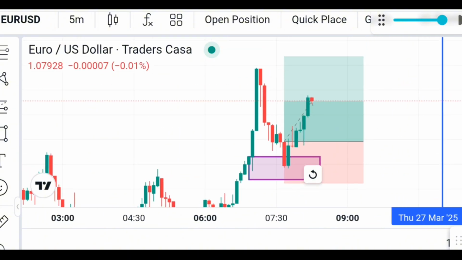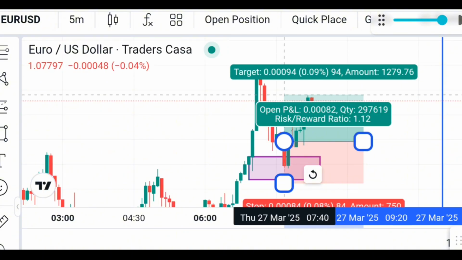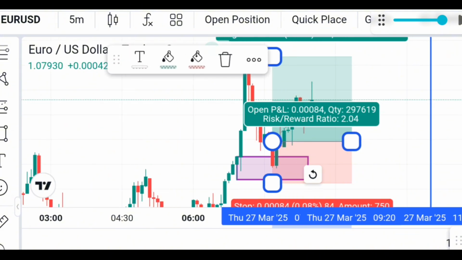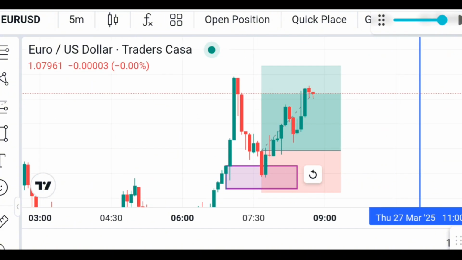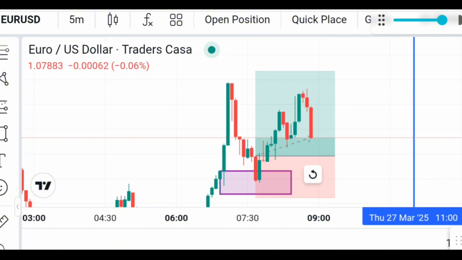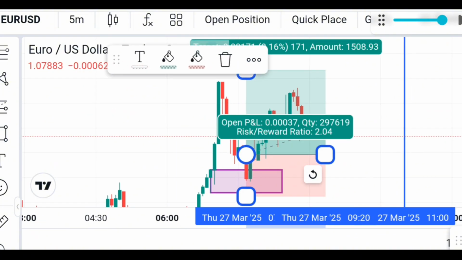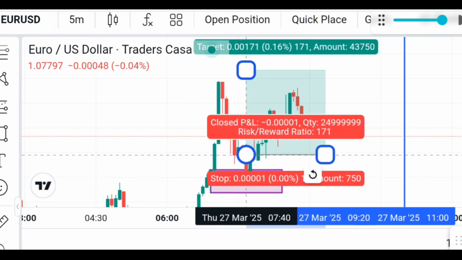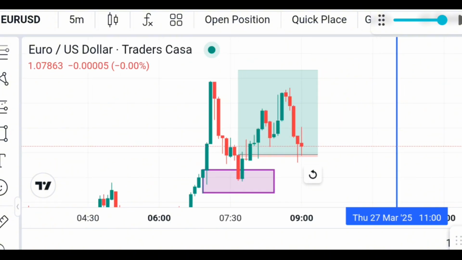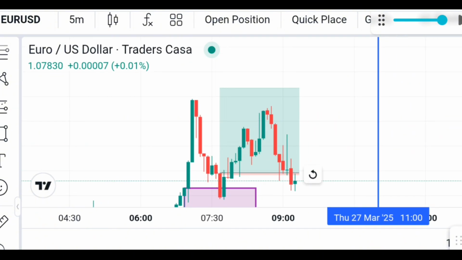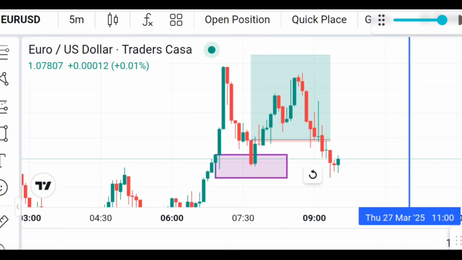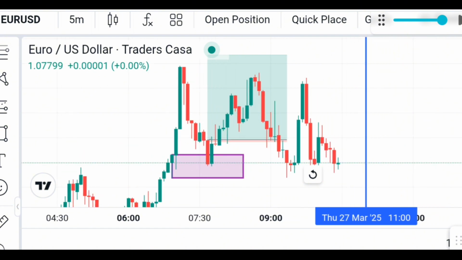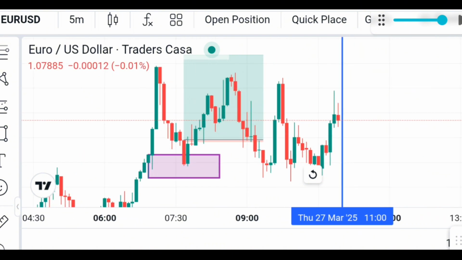Okay, so far 1-to-1 point something, 1-to-1. So we're aiming for 1-to-2. You can see, maybe then you set a stop loss at break even. So let's see if price really takes us out. It really takes us out at break even, and then it goes southwards.